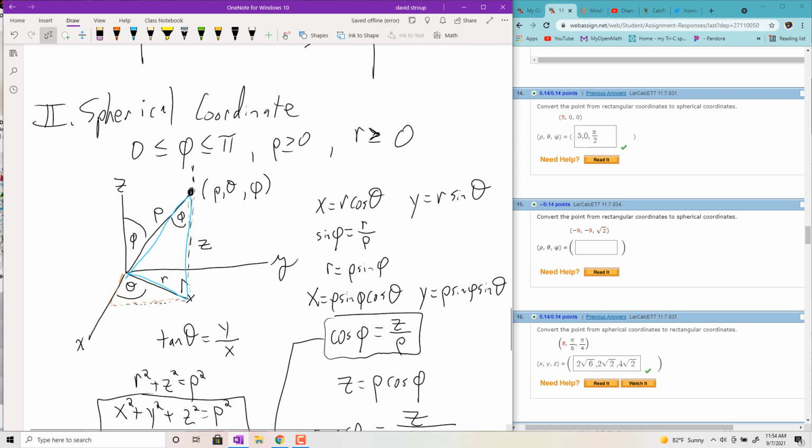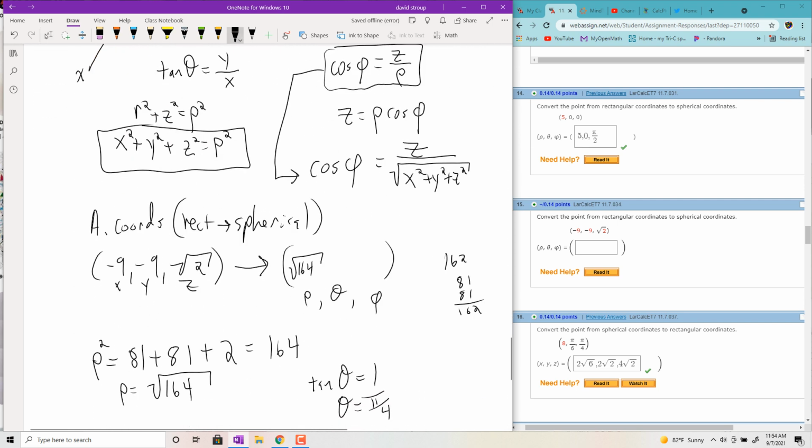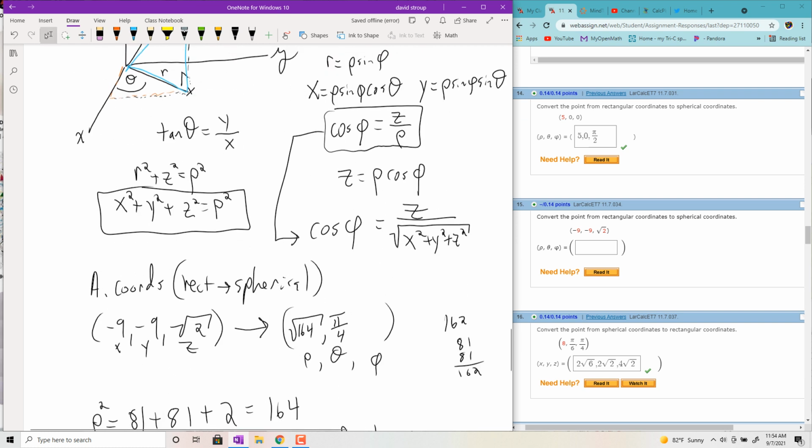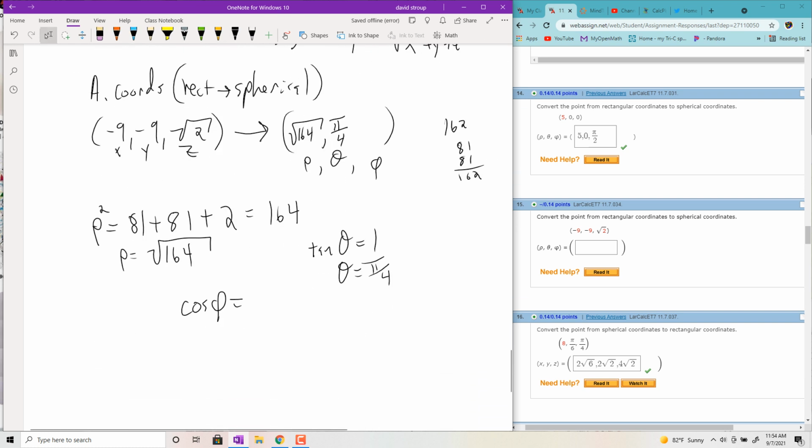Make sure that's in the right region. They don't give any restrictions on theta. You just usually make that between 0 and 2 pi. And then phi, you could use the cosine phi formula. So cosine of phi is equal to z over rho. So z is root 2 all over rho, square root of 164, which is something nasty.